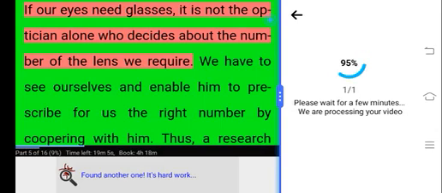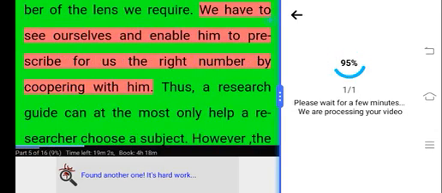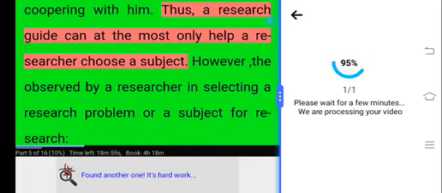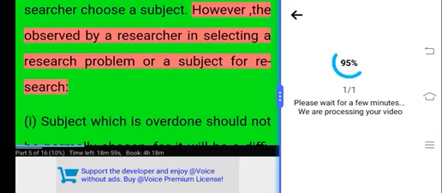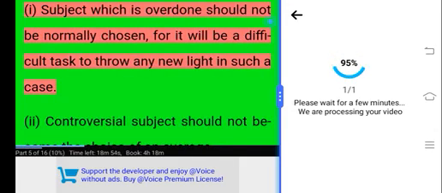If our eyes need glasses, it is not the optician alone who decides about the number of the lens we require. We have to see ourselves and enable him to prescribe for us the right number by cooperating with him. Thus, a research guide can at the most only help a researcher choose a subject. However, the following points must be observed by a researcher in selecting a research problem or a subject for research. A subject which is overdone should not be normally chosen, for it will be a difficult task to throw any new light in such a case.